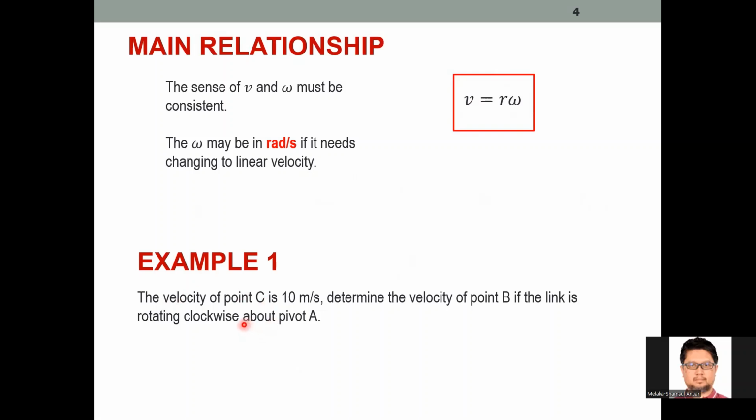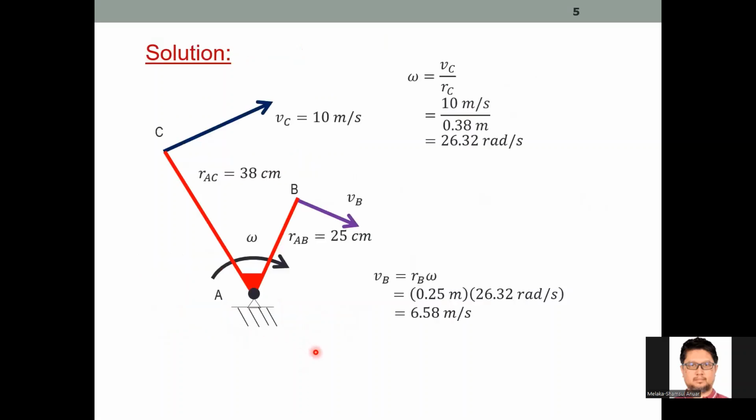This is example one, velocity of a point C. We have to refer to a figure, and that linear velocity is 10 meters per second. We have to determine the velocity of point B. Suppose we have a ternary link, and the overall link is rotating clockwise about pivot A. Let's take a look at that figure. Here it is. The ternary link is rotating clockwise about point A.